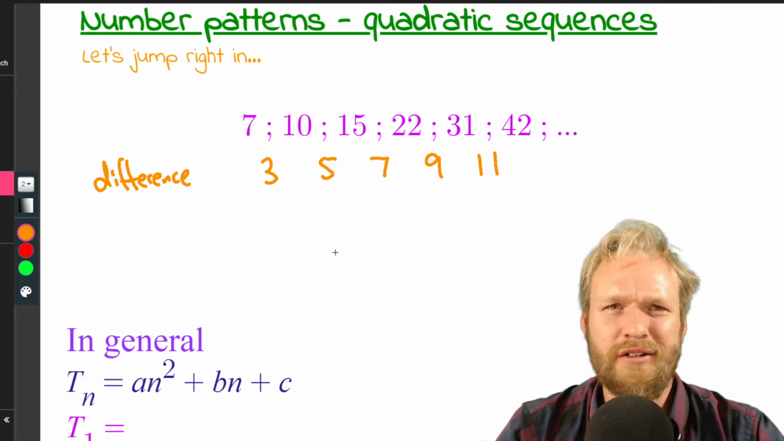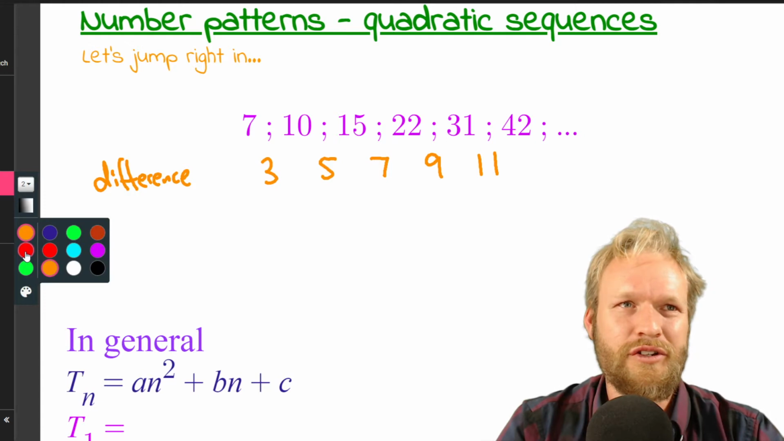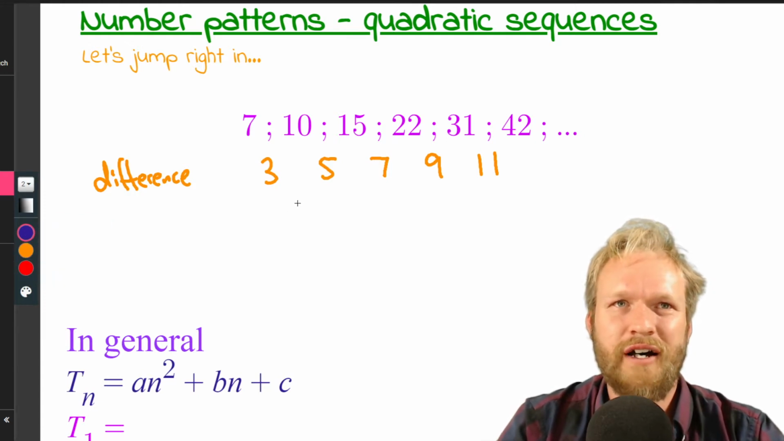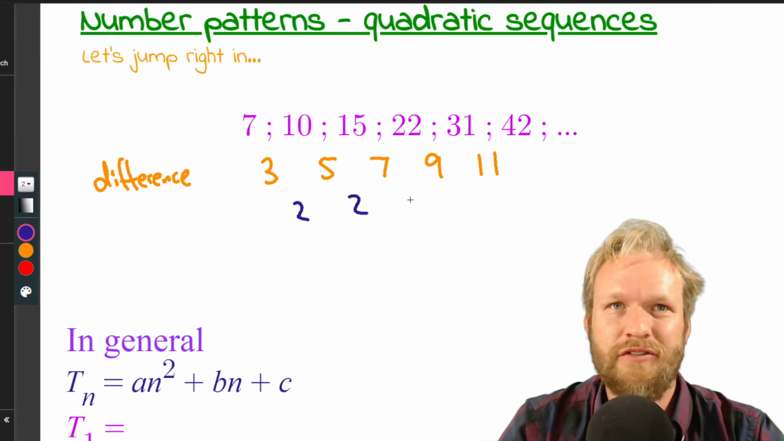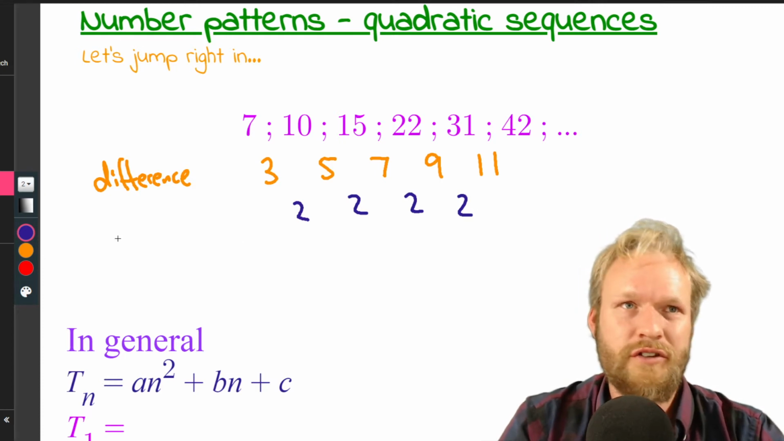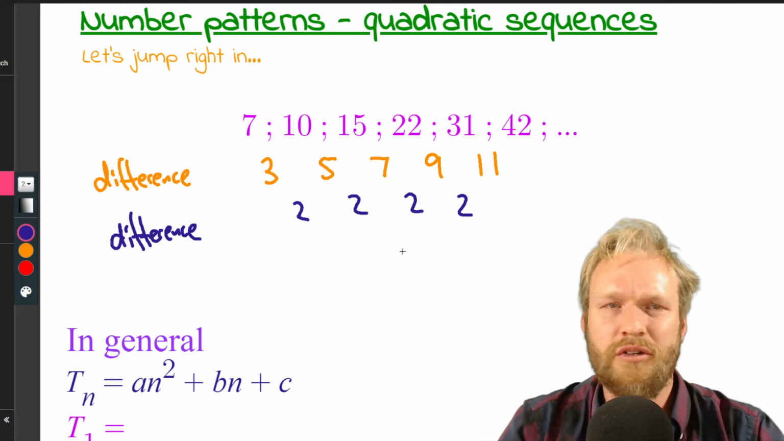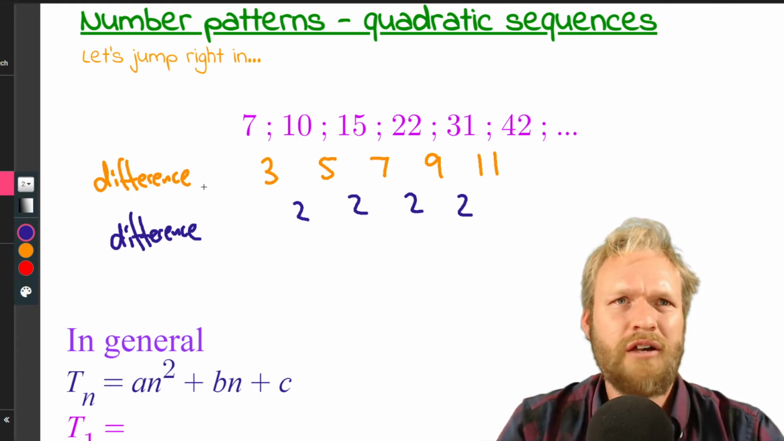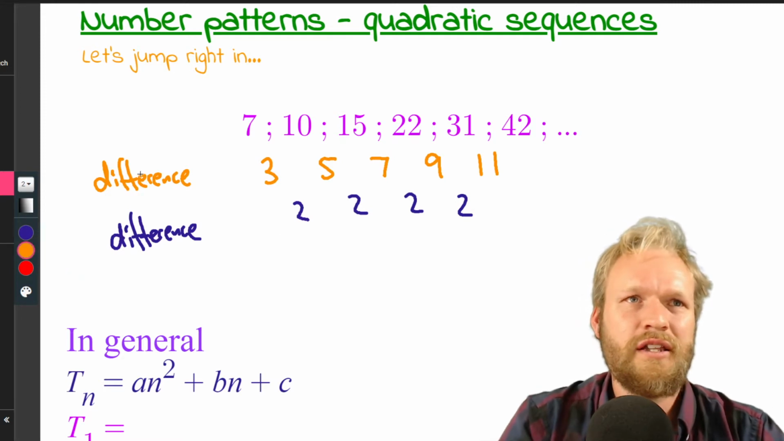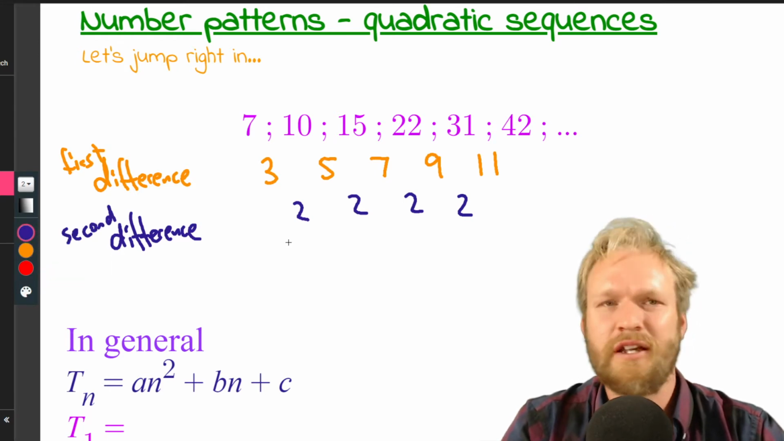But wait a second, doesn't another pattern seem to be emerging here? If we do this game again, from 3 to 5, our difference is 2. 5 to 7, the difference is 2. 7 to 9, 2. 9 to 11, 2. So this difference over here is constant all the time: 2, 2, 2, 2. But I can't have difference and difference. So let's say that this one here is the first difference, and this one here is the second difference, the second one we did.